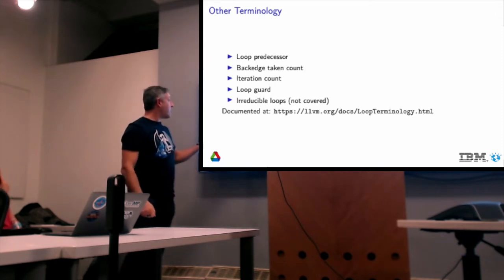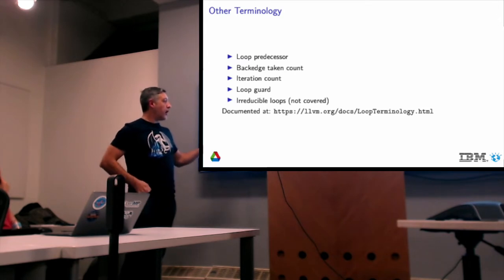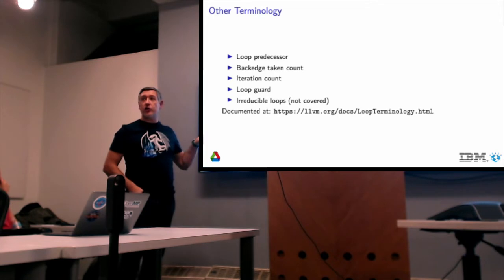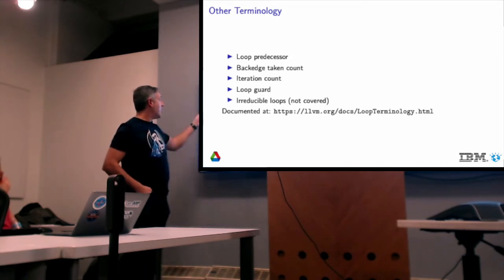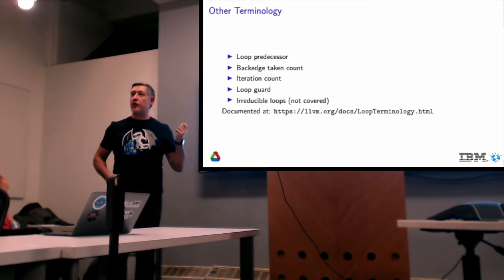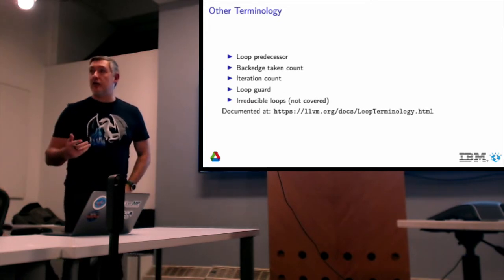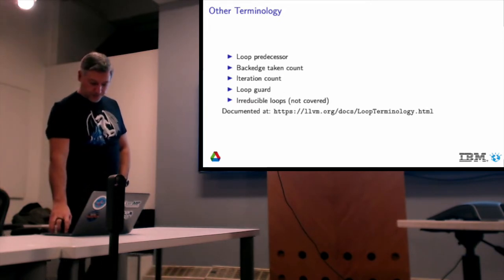And during the summer, a number of people have started to try to put this information into a document. This document is still work in progress, but essentially explains a lot of the loop terminology, what an iteration count is, and a lot of the things that are needed to understand the loop structure.